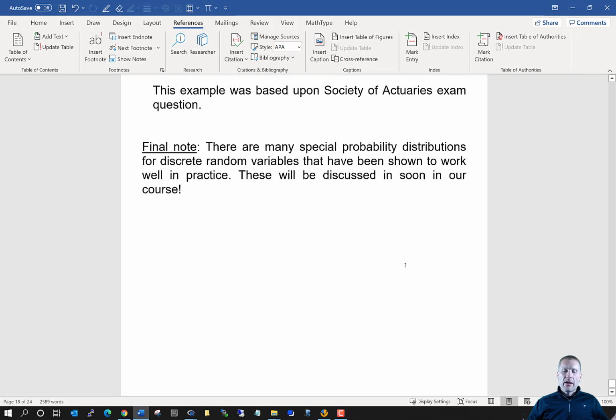Now, one final note here. There are many special probability distributions out there for discrete random variables, and we're going to be looking at some of these special probability distributions that occur realistically in real life, you could say, throughout this semester. So with that, that concludes this introduction to probability distributions for discrete random variables.